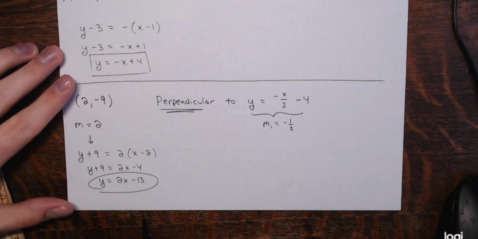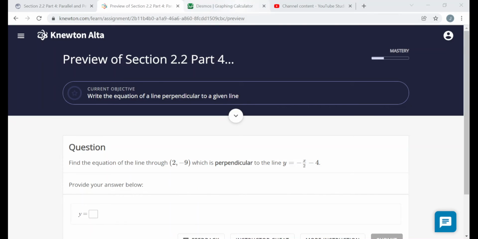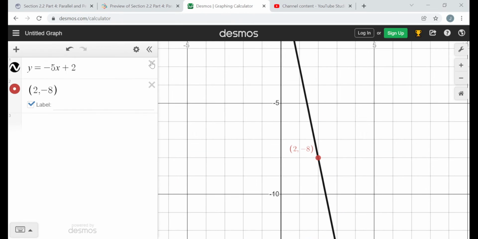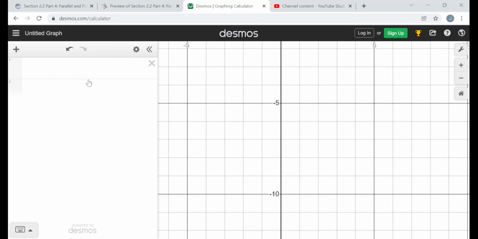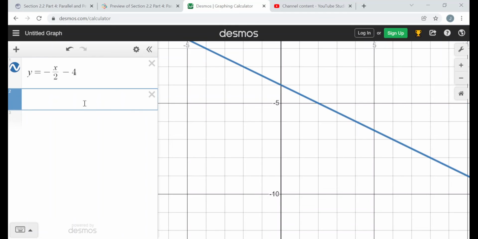Alright, and let me actually draw this one out. I'll go to Desmos for this one because we haven't seen this objective yet. Let's verify this. We were given this equation, y equals negative x divided by 2 minus 4. And the equation I ended up writing at the end was y equals 2x minus 13.